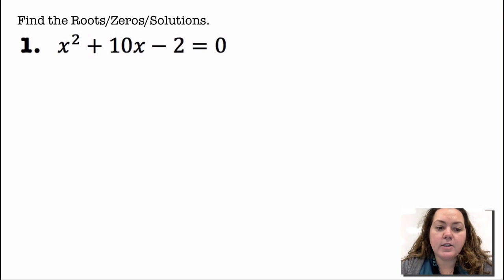All right, this one, x squared plus 10x minus 2 equals 0. So this is already in standard form. So I have a is 1, b is 10, and c is negative 2. I like to write those out. A is 1, b is 10, c is negative 2.